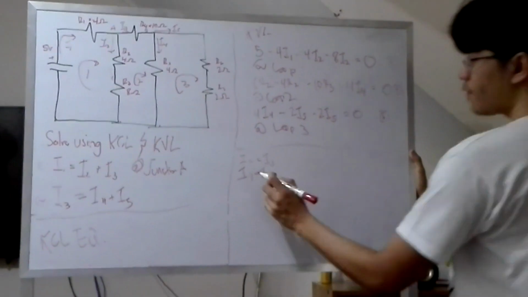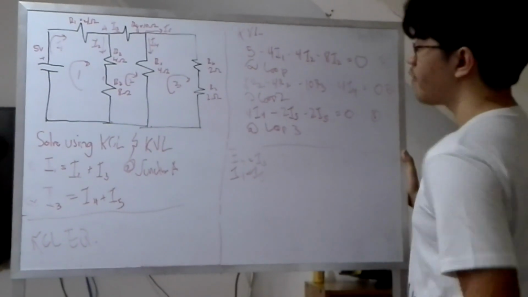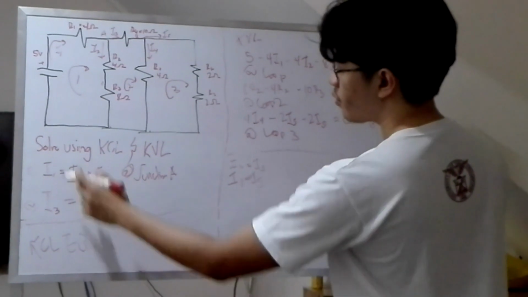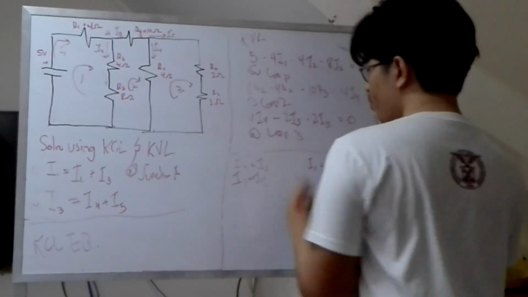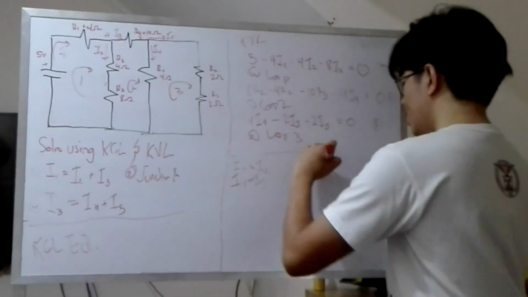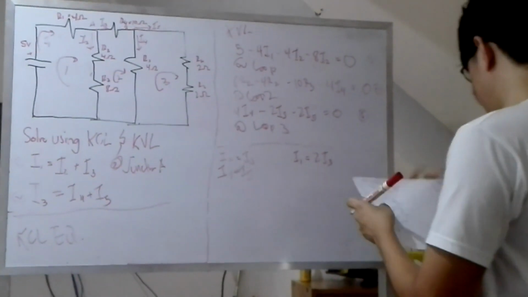So we have these two relations: I2 is equal to I3, and I4 is equal to I5. We can now substitute I2 into I3 in equation number 1. So I1 would be equal to I2 plus I3, and since I2 is equal to I3, that will be I3 plus I3, which is 2I3.